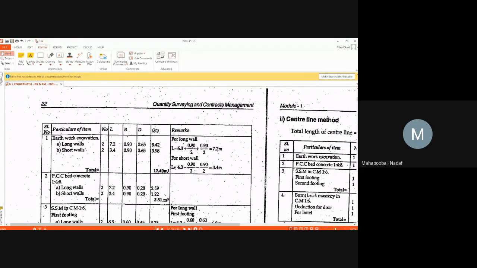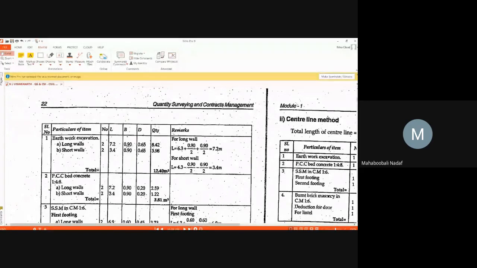Okay, now you have calculated center to center for both long wall as well as short wall. What is the width of that item? From the cross section you have already written, you have to take it directly here. That is why I told you that writing the breadth and depth after writing the name of the item is very, very important.